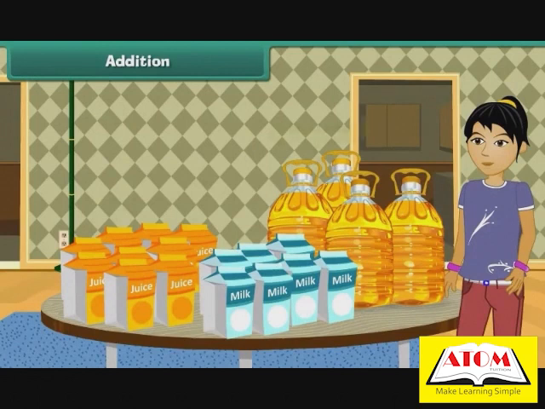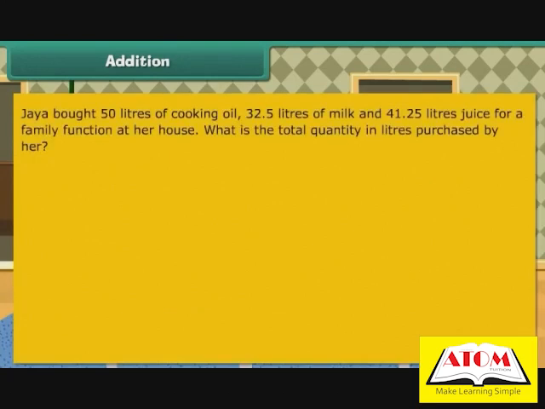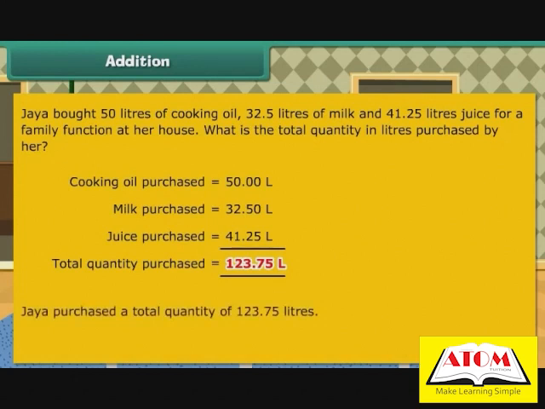Addition. Jaya bought 50 liters of cooking oil, 32.5 liters of milk and 41.25 liters of juice for a family function at her house. What is the total quantity in liters purchased by her? Cooking oil purchased is 50 liters. Milk purchased is 32.50 liters. Juice purchased is 41.25 liters. We add the three to get the total quantity purchased as 123.75 liters. Jaya purchased a total quantity of 123.75 liters.